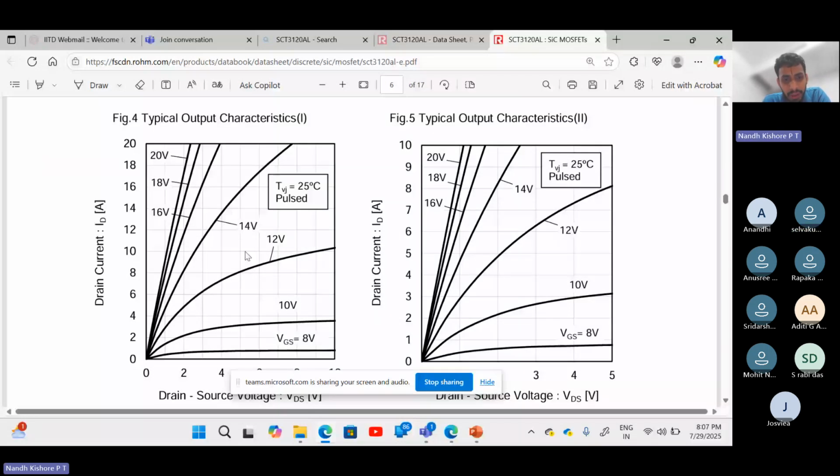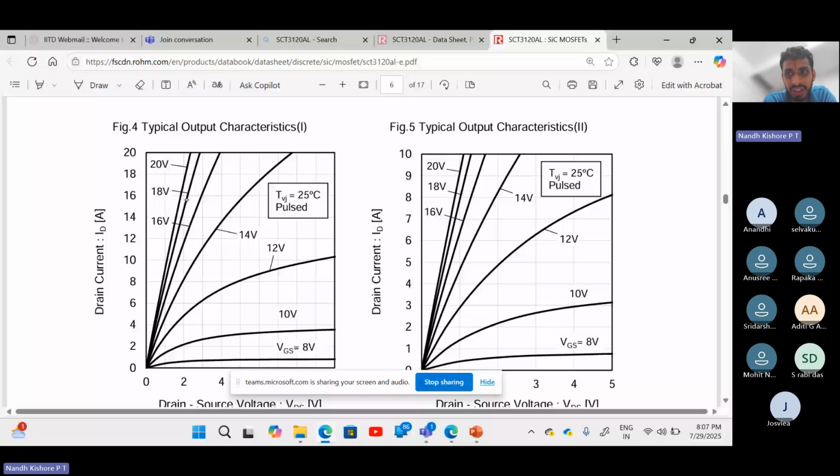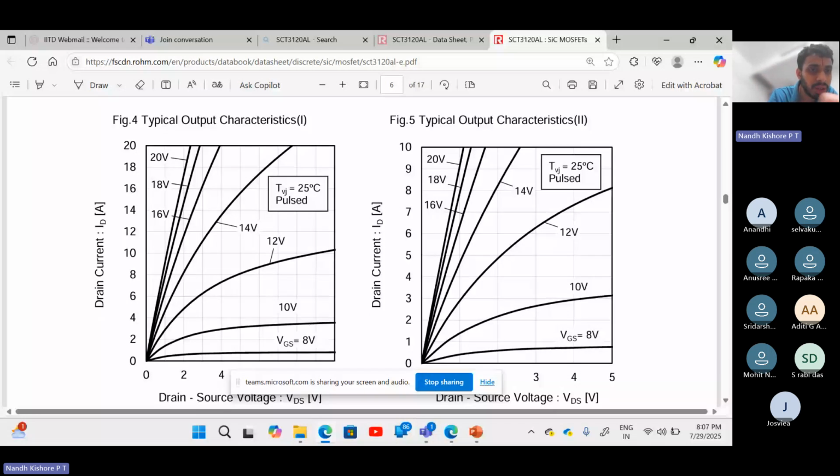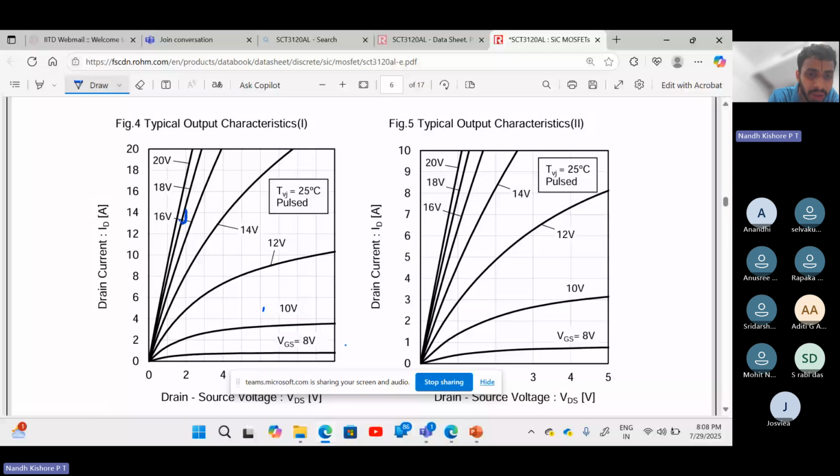So in this, you see for different gate source voltages they have plotted 8 volts, 10 volts, 12 volts, 14 volts, 16, 18, 20, and so on. So you see what is the X and Y axis, drain current and drain source voltage, right? So at 18 volts, right, there is a particular slope at 18 volts, correct? Unfortunately, I'm not able to annotate on this. Anyway, so correct. So at 18 volts, there's a particular slope, right? At 14 volts, there is a particular slope. At 12 volts, there is a particular slope.